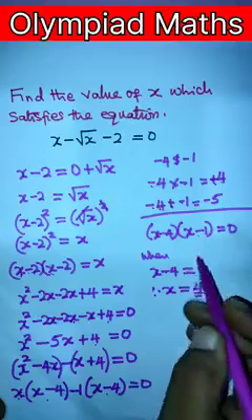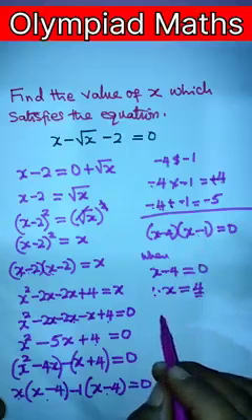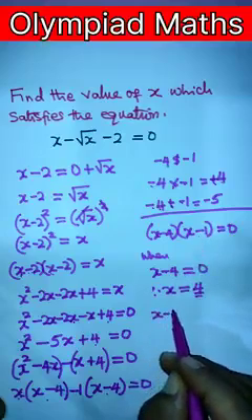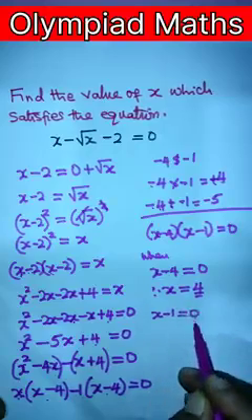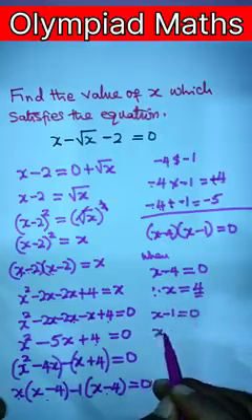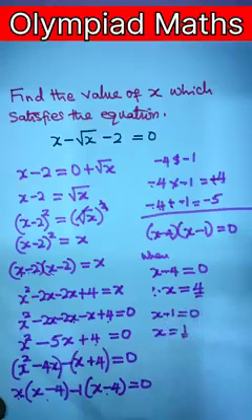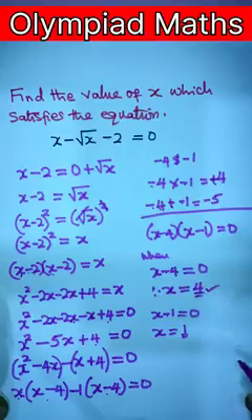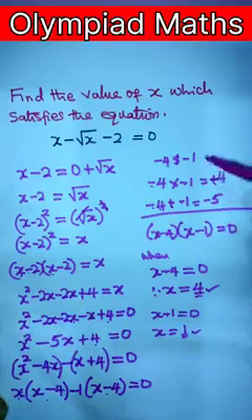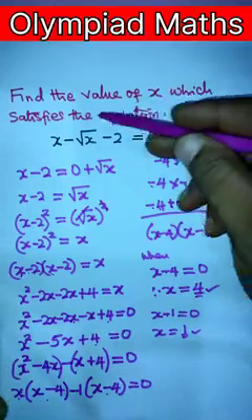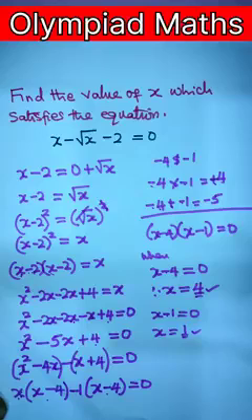Now let's consider when x minus 1 equals 0. Therefore, x will be, move minus 1 to this side, will change to plus 1. So we have two values of x. First one is 4. Second one is 1. But we are asked to find the value of x which satisfies the equation. Now let us test which one satisfies this equation.